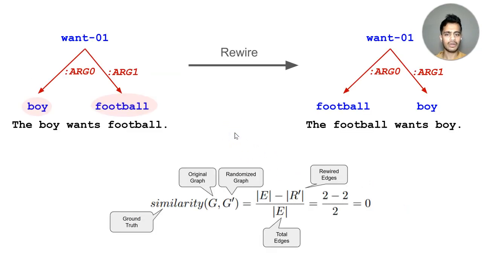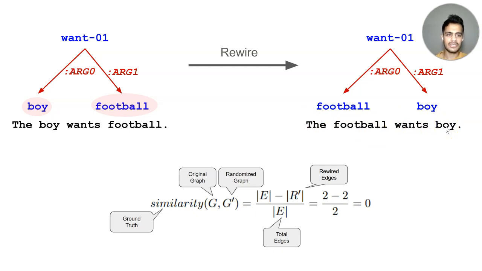Unfortunately, there is no benchmark for AMR structural consistency evaluation, so we had to create our own. The way we did that is we took the AMR 3.0 corpus, which is basically a set of AMRs created by linguists, and then we started rewiring edges between them. On the left-hand side, you can see a very simple small AMR, which is talking about the boy wants football. We rewire the edges by swapping boy with football. And now the AMR becomes something like this on the right-hand side, which basically means the football wants boy.